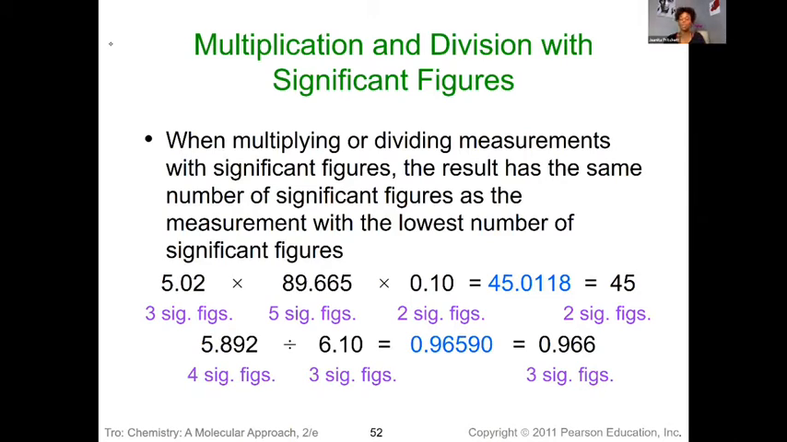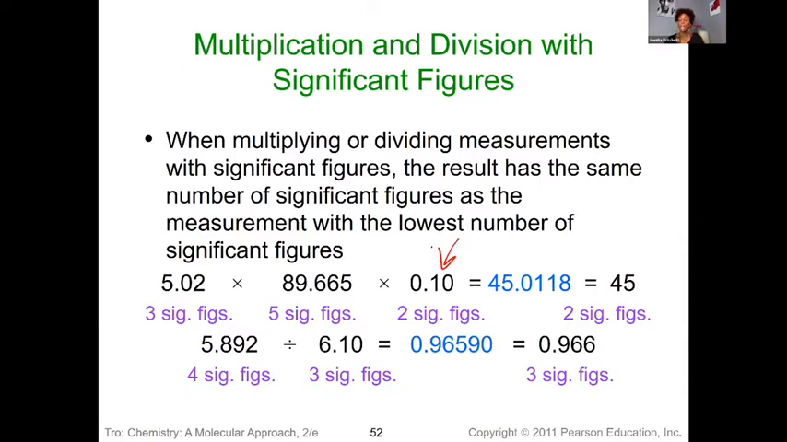We go through and look at all the numbers that were put into this calculation and identify how many significant figures each has. So 5.02 has 3, 89.665 has 5, and 0.10 has 2. Remember that first 0 is not significant because it's leading. What this tells us is that the answer will have the fewest number of sig figs used in the calculation, and in this case, that would be 2.